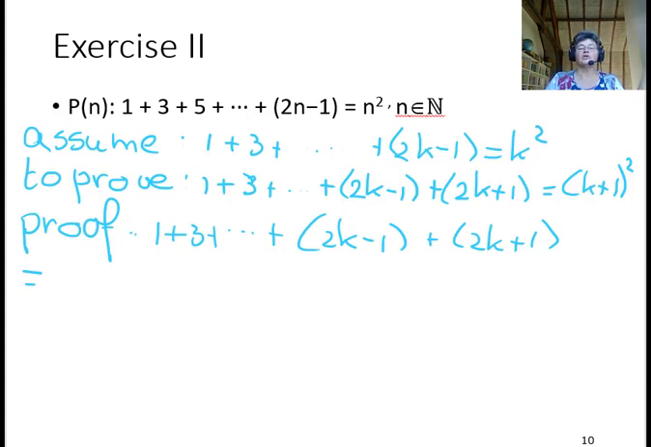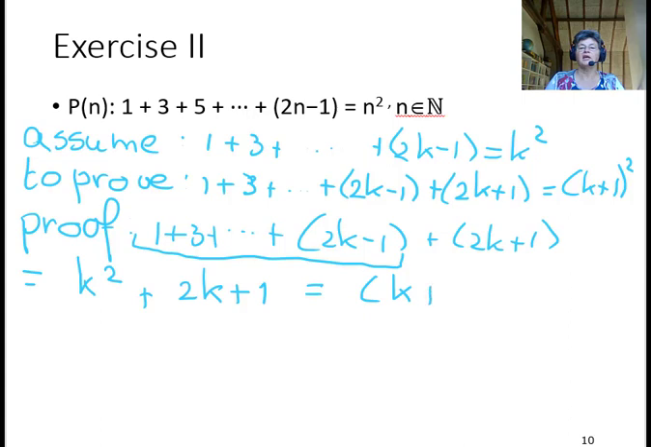Use the assumption. So this first part can be changed with the help of the assumption. So that would be k squared plus 2k plus 1. Okay, well, I hope we still remember from high school that we can change this into (k plus 1) squared. Done. Okay, it's not always this simple, but sometimes in fact you really just have to write down what you need to prove, and then you're already there.